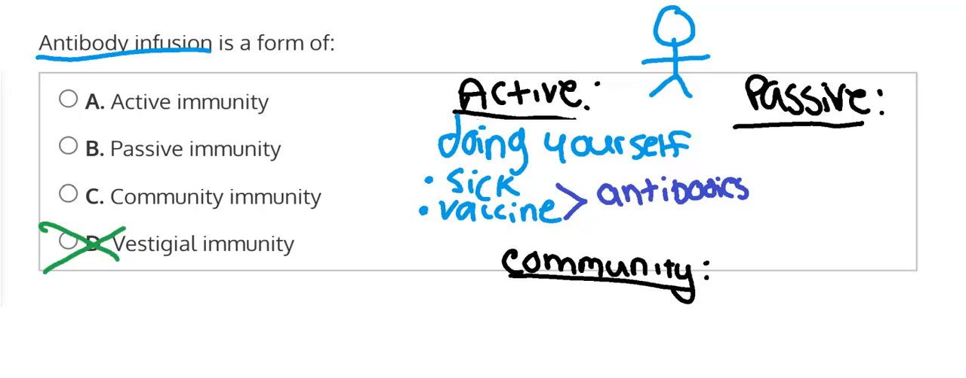Now let's take a look at passive immunity. Passive immunity would be where there is an immunity, but it's not because the body built this immunity themselves.